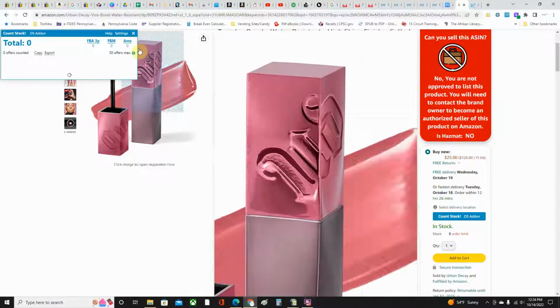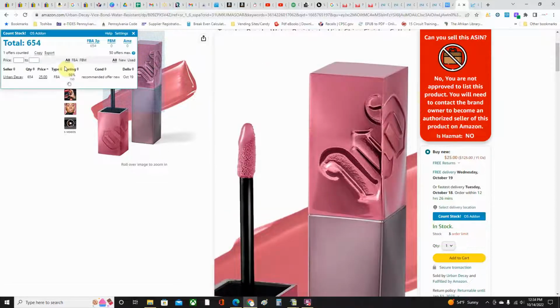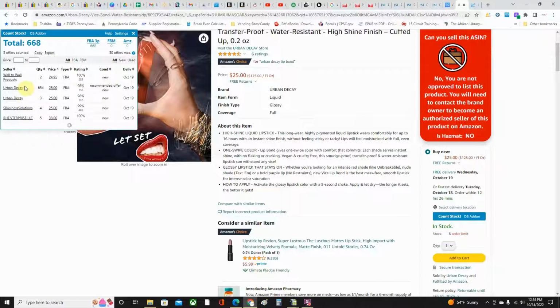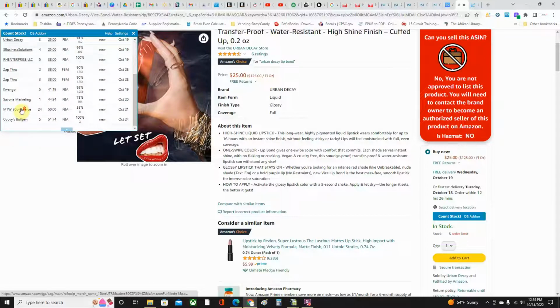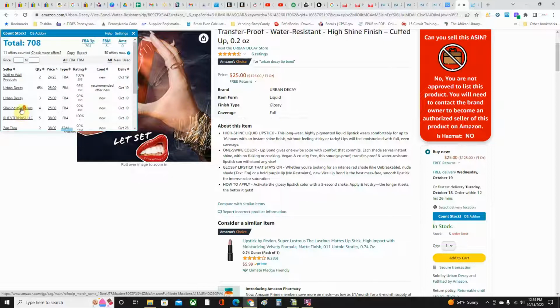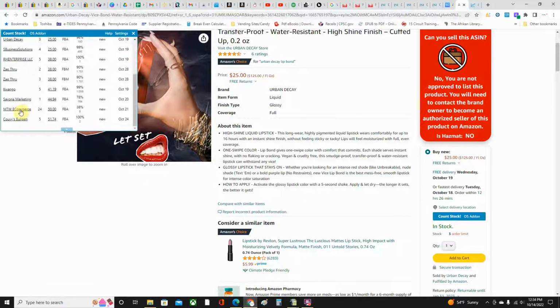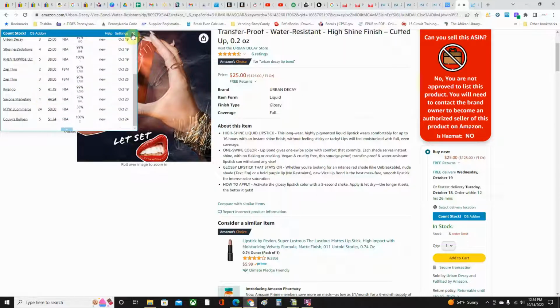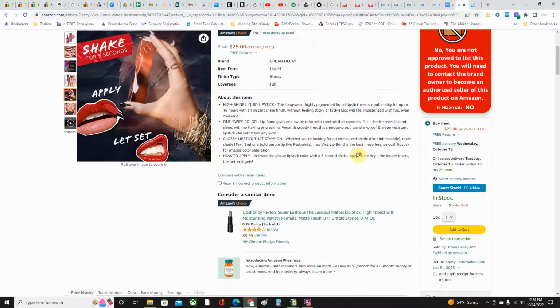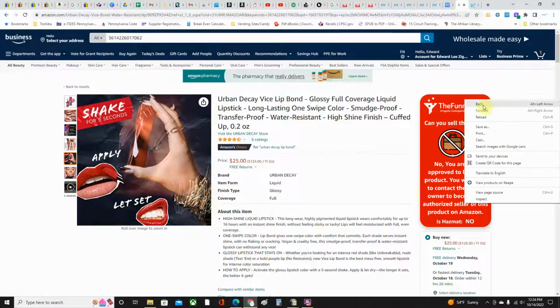You would just click on it and you would see that Urban Decay and a few other sellers are on here, who I'm assuming will all have to be pre-approved, or maybe not, but that's who's all selling it. Of course, Urban Decay has the most. They have 654 right there, and you can just kind of go through and see. So even on listings that Amazon are on, you can see how many they got.